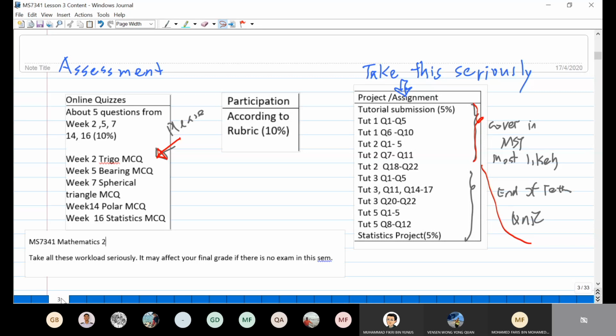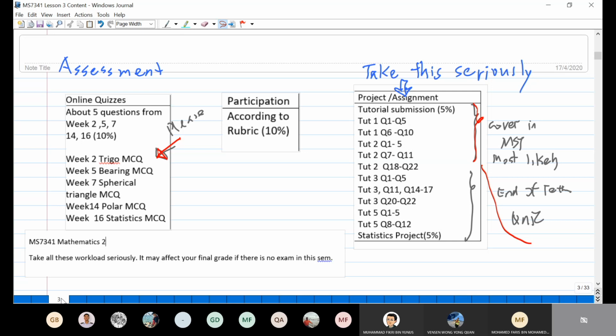Okay, I think for your class, week 2 we have a trigo MCQ. I think most of you finished already. Only a few of you haven't done it yet. And then for the tutorial, last week we were doing question 6 and 10. Until Thursday you can submit, right? And then question 6 and 10, I showed you how to do it, how to do 6 and 7, and then you do 8, 9, 10.